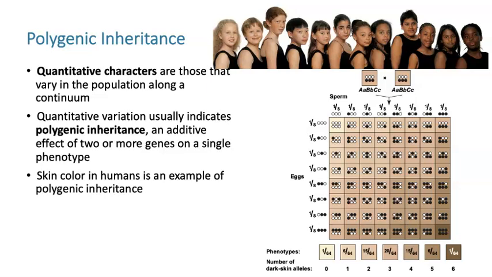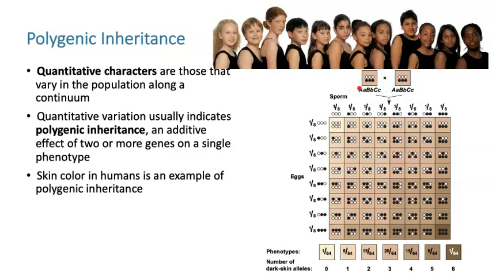So instead of having one gene or 2 genes, you have many genes, polygenic. And all of those genes together add up to give you a specific effect on a single phenotype. Again, the human skin color is the example that we're stepping through. So if you have 2 really white people together, they will have only white babies, right?